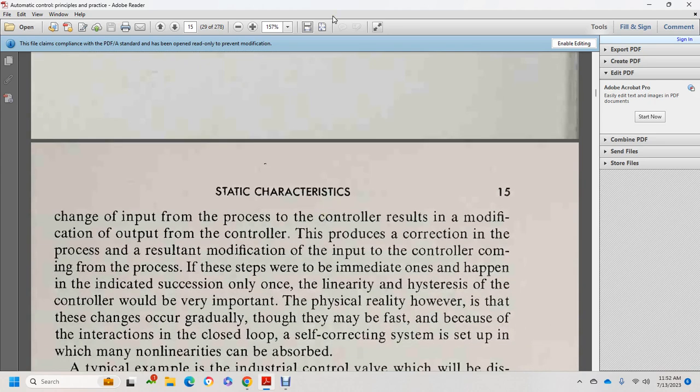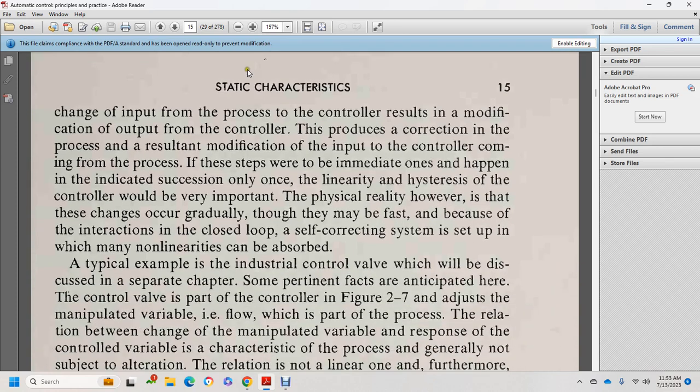Changing the input of the controller results in a modification of the output of the controller to produce the corrective action in the process, and the resulting modification of the process input. If this happened in a single step, linearity and hysteresis of the control would be very important physical realities. However, because the changes happen gradually, owing to the interaction of the closed loop with the self-correcting system, many of the nonlinear areas can be absorbed.